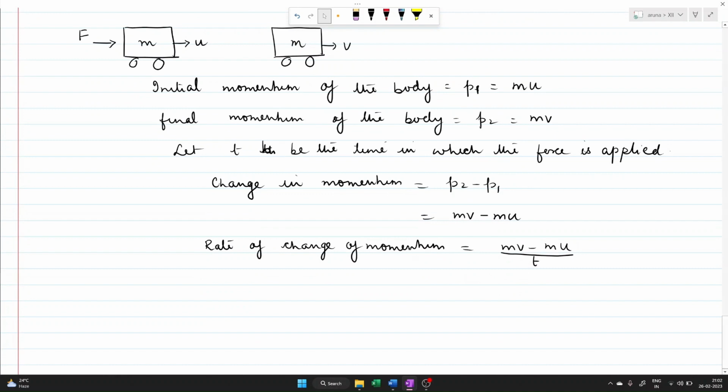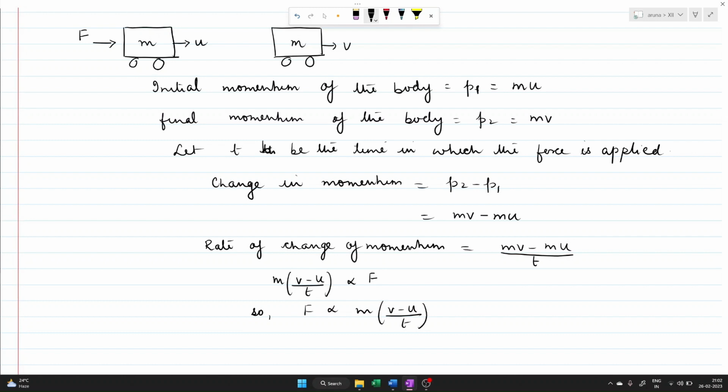Now, the second law says that the rate of change of momentum is directly proportional to the applied force. So, here my rate of change of momentum is m(v minus u)/t, and it is directly proportional to the applied force. So, you can also write it as F proportional to m(v minus u)/t. For those of you who don't understand the meaning of proportional, these are called direct and inverse variations.